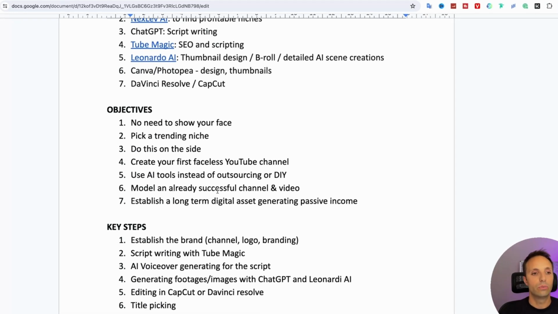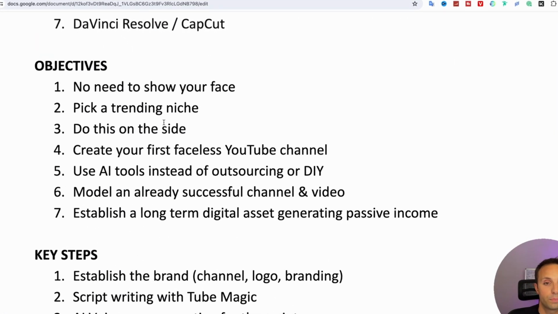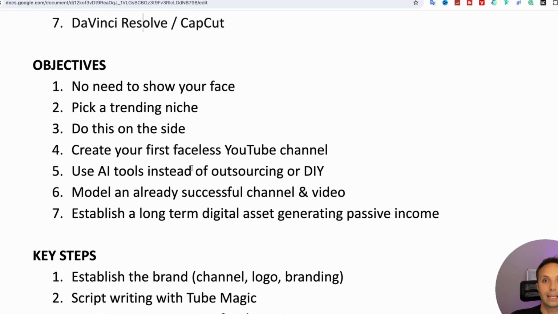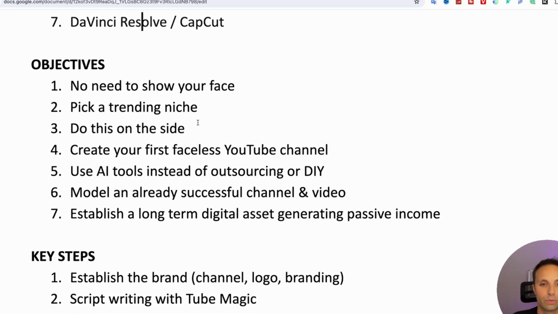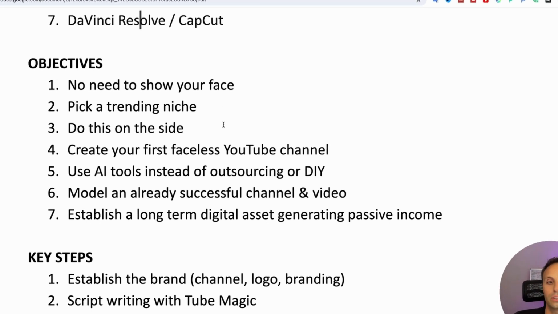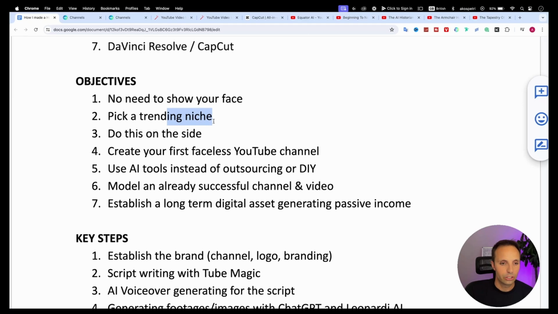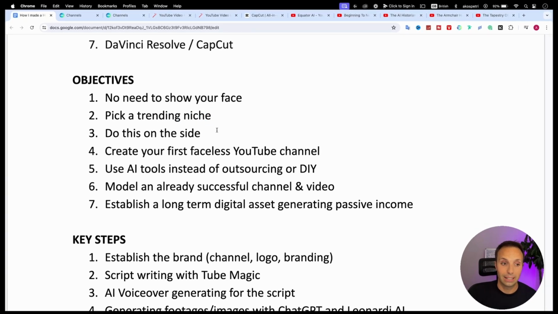All right, so the objectives for us today is that you don't want to show your face, right? Probably you are here because you want to make a YouTube automated channel and you want to generate cash, right? You want to generate passive income on the long term. That's absolutely fine. Then we need to pick a trending niche, which is going to be the historic channel, but I'm going to show you how you can pick other niches as well.